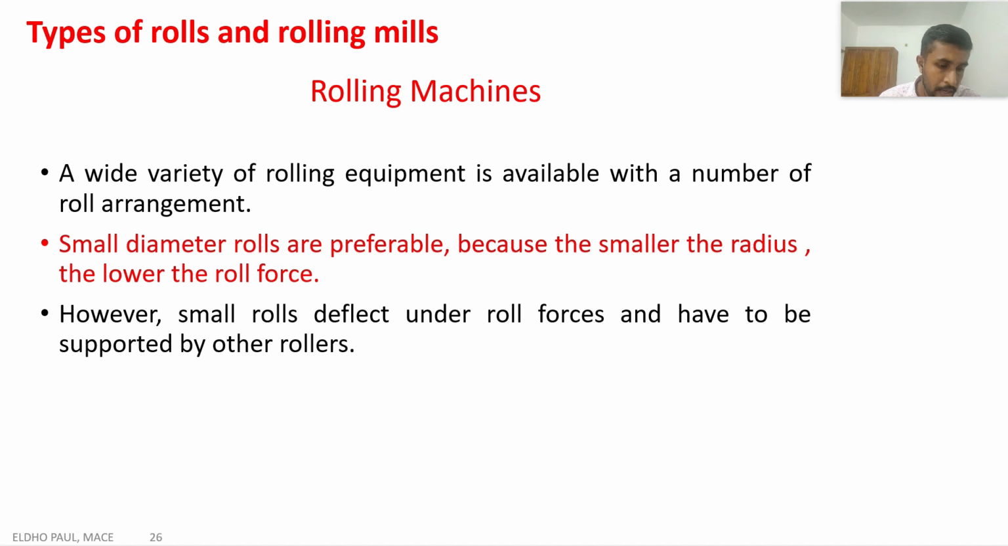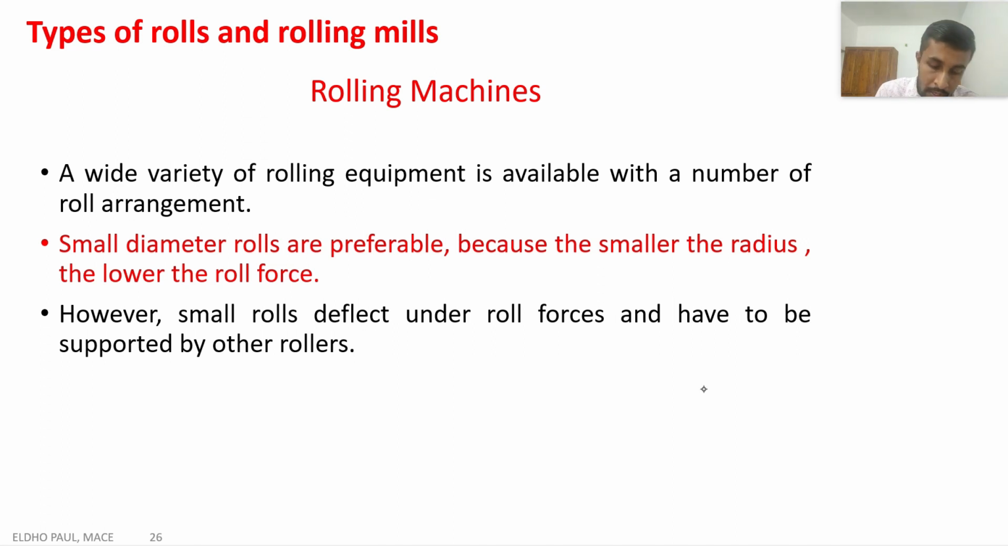Next, we are going to study the types of rollers under rolling mills. Different types of machines can be used for rolling operations, and a wide variety of rolling equipment is available with a number of rolling arrangements. According to the cross section requirements, we can arrange the rollers in a number of ways. And smaller diameter rollers are preferable because the smaller the radius, the lower the roll force.